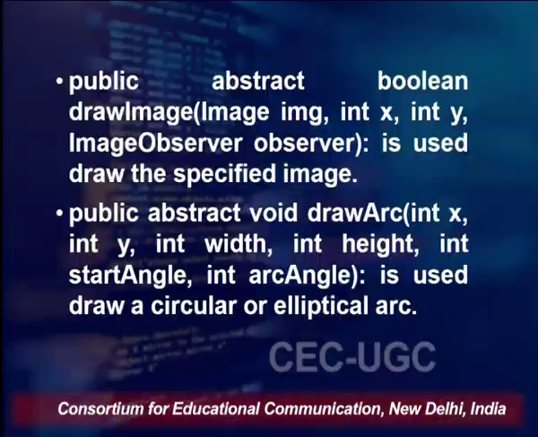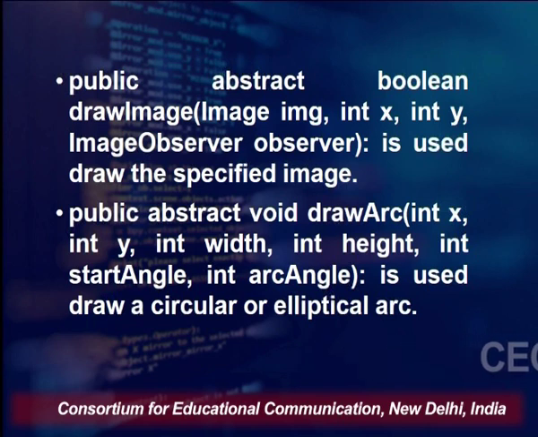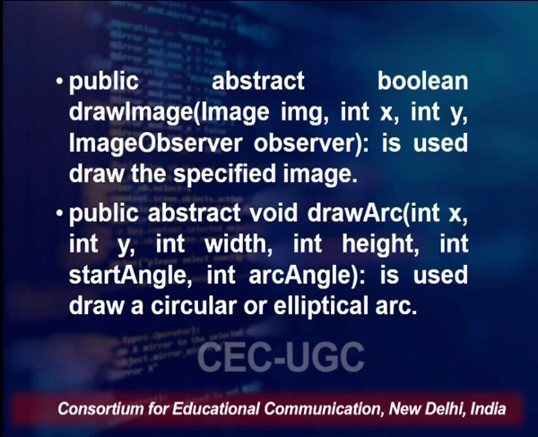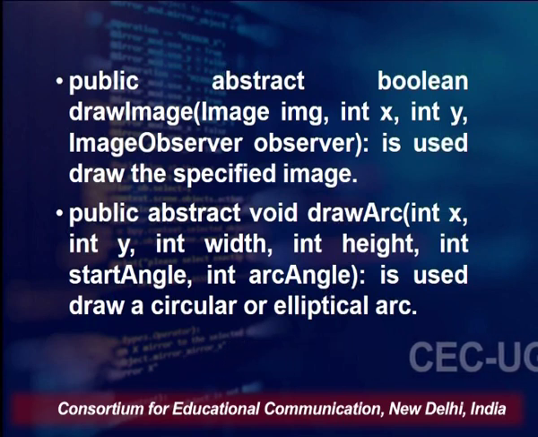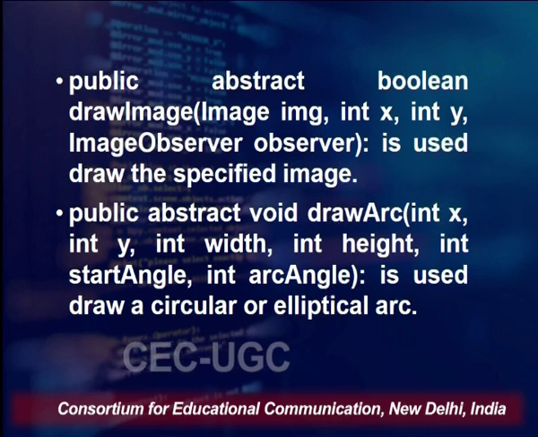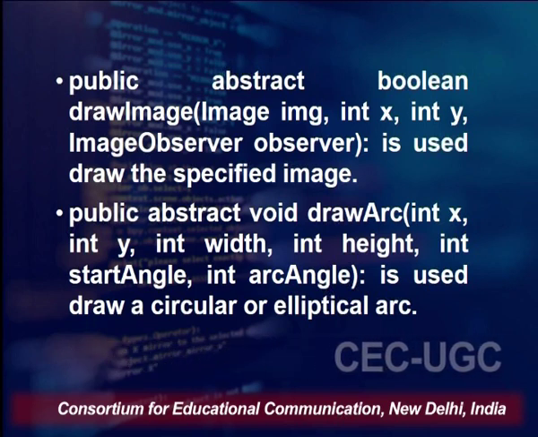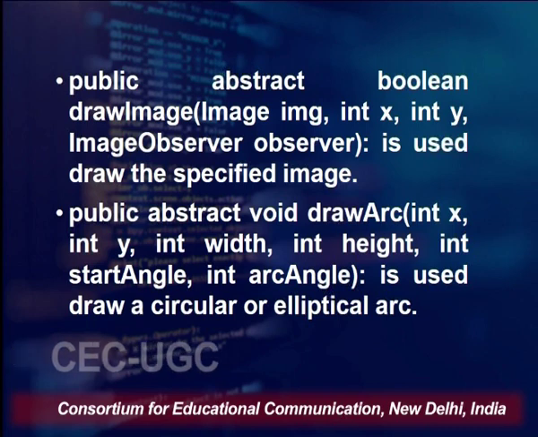Coming to the line, there are a few more methods. So, one is boolean drawImage. This is returning a value of type boolean. If the image is drawn successfully, it will return true, else not. So, the boolean drawImage is going to take an object of type Image, then integer x and integer y, and then there is an ImageObserver object, and this is used to draw the specified image. Now, if you want to draw an arc, just a piece of the circumference of a circle is actually an arc.